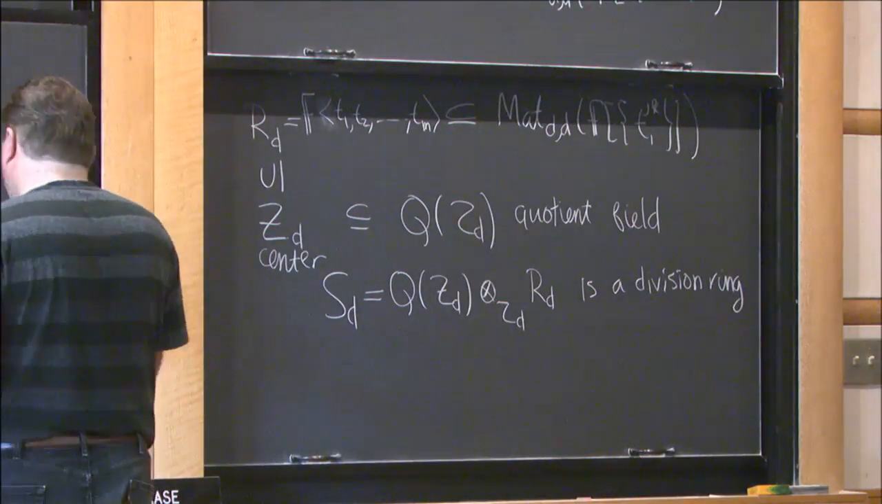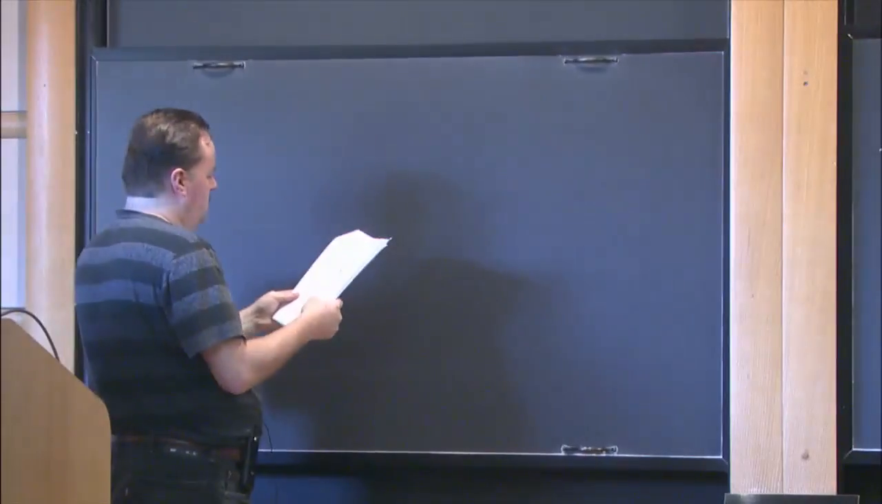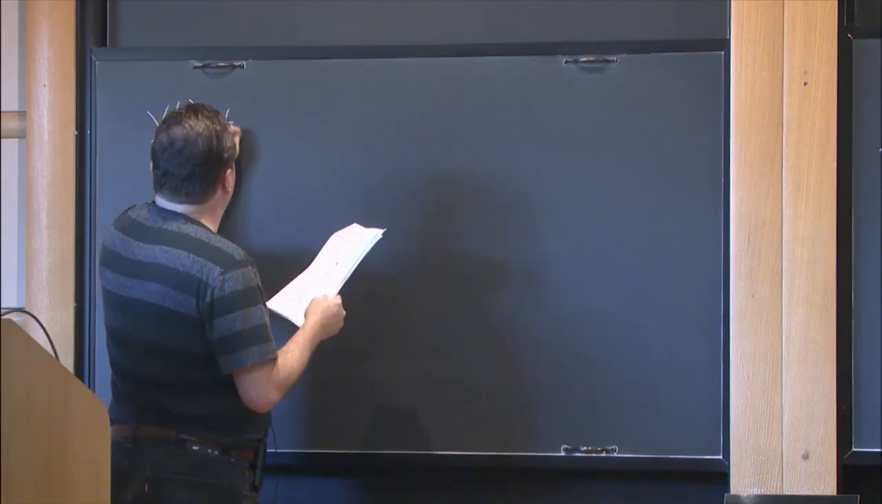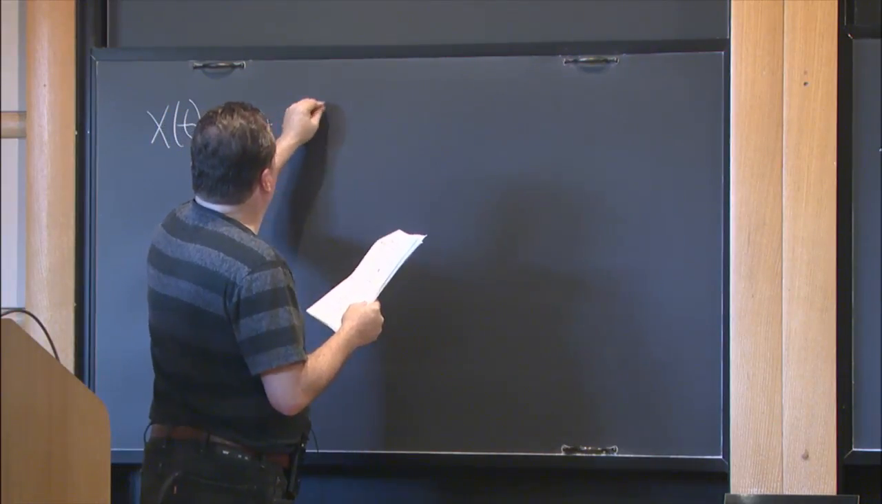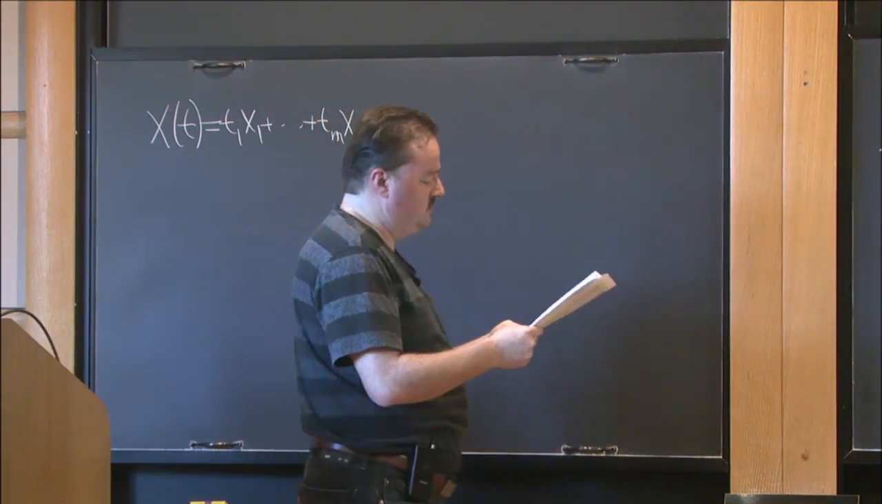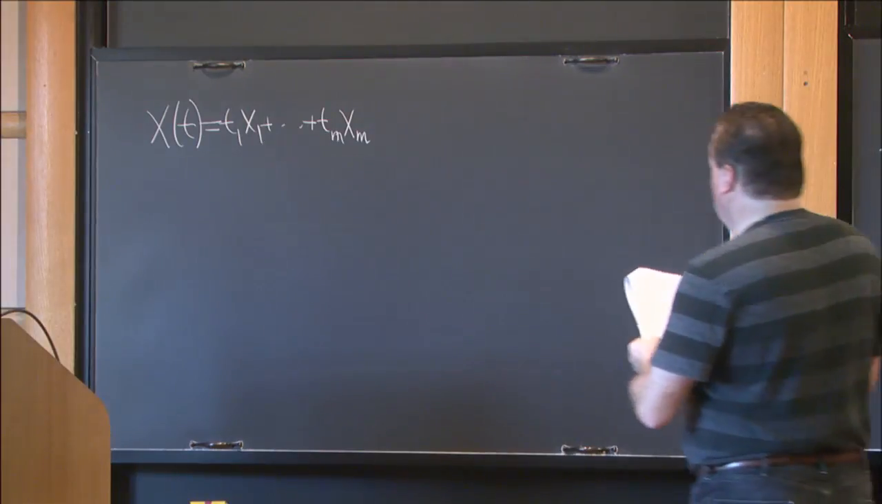All right. So now, if we start with this matrix X(T), then we can do some elementary row operations.